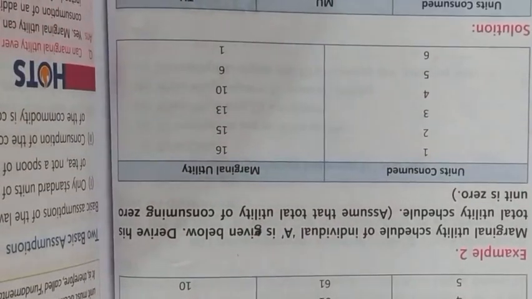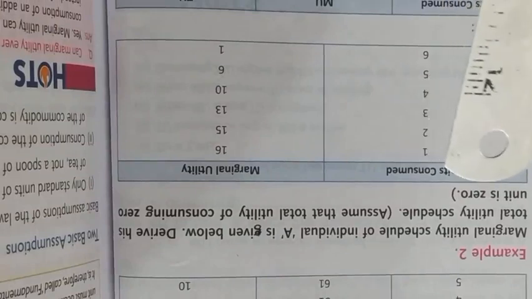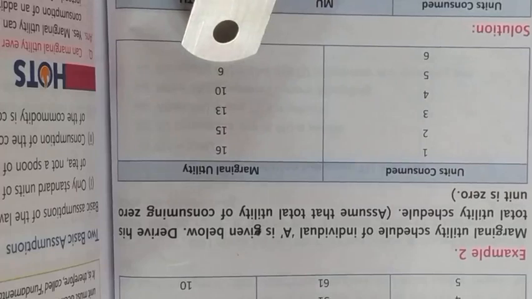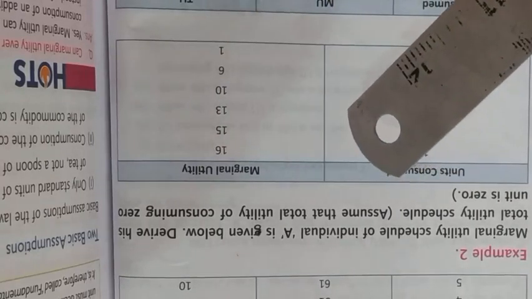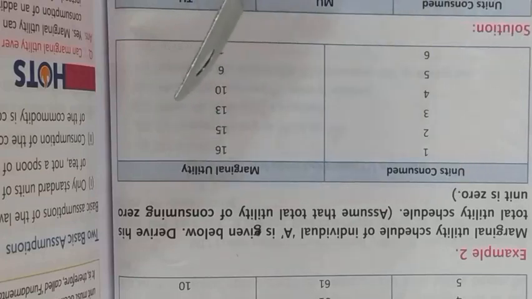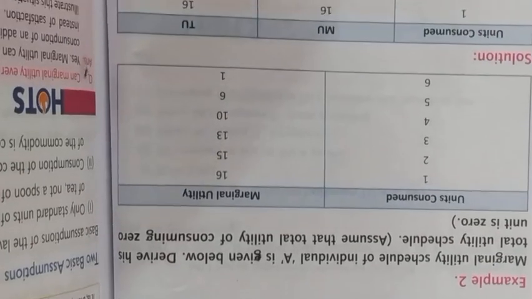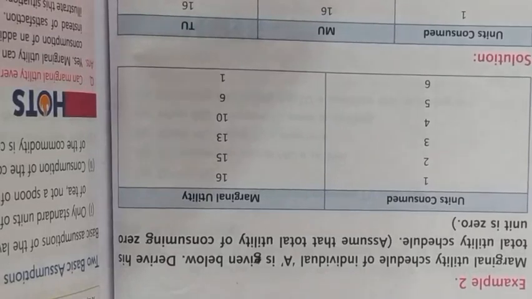In the next example, marginal utility schedule of individual A is given below. Derive his total utility schedule. This time we have been given the marginal utility schedule and we need to create the total utility schedule. Assume that the total utility of consuming 0 unit is 0. Okay, so if we make it for 0 units, then it will be 0, that is given in the question.